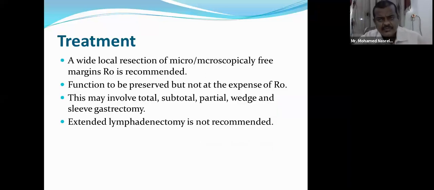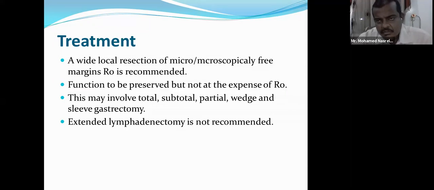How do we treat those patients? Generally speaking, a wide local resection with micro and macroscopically free margins, R0, is recommended. Function is to be preserved, but not at the expense of R0. And here it is very important: for the stomach, we can do total gastrectomy, subtotal, or partial, and in some patients, like what we did in our 3 cases, sleeve gastrectomy in 2 patients and wedge resection in 1 patient.